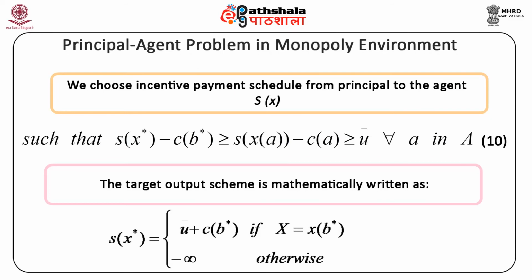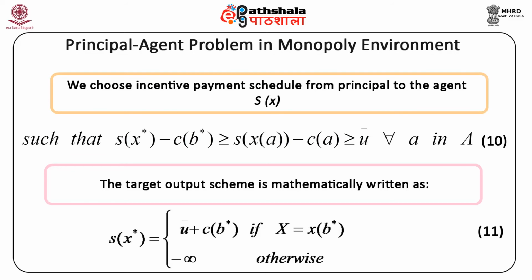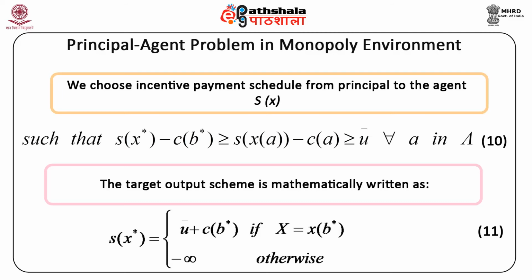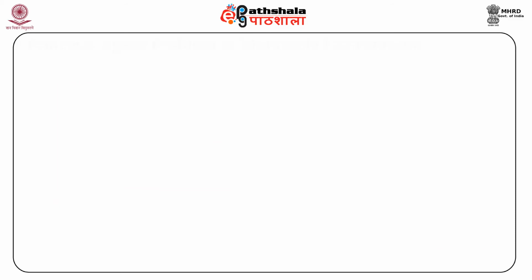given as equation 11. In the above target output scheme, we set a target output of X star where the target is given to the agent to achieve the output. If the agent fails to achieve the target, then he won't receive his reservation price and severe punishment will be imposed on him. Similarly, many such incentive schemes can be designed to solve the incentive problem.